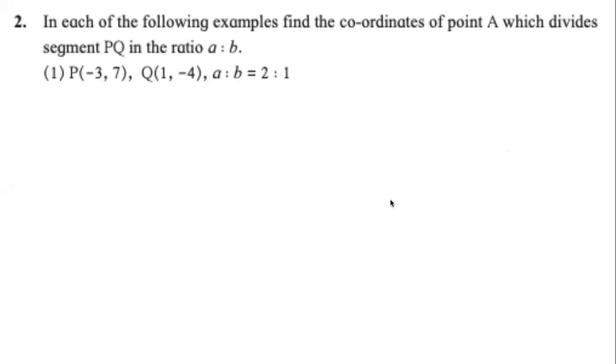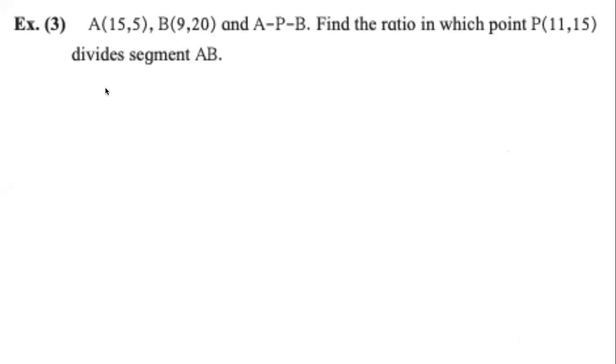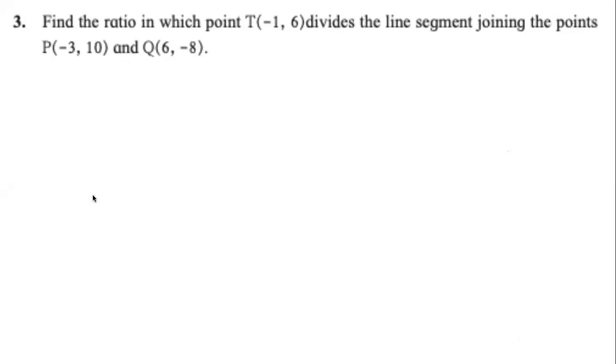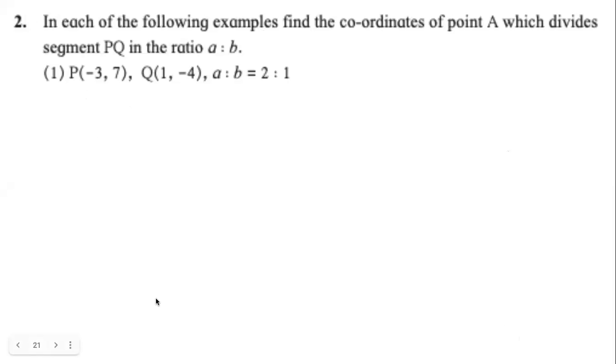I'm solving it on the screen now. In this question, the x1, once again, sorry. In this question, we can say that our x1 is minus 3, y1 is 7, x2 is 1, y2 is minus 4. And yes, we can say m is 2, n is 1, or we can use a and b also. It is up to us. Once again, we have to find x and y.